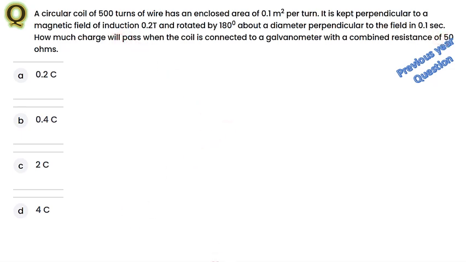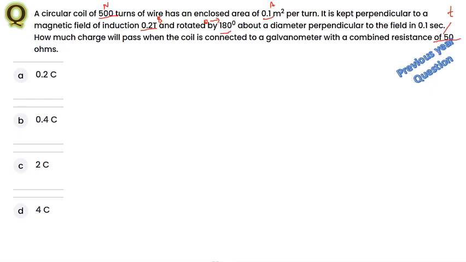This is similar to the problem we have seen previously. See here, the number of turns they have already given, so I just mention here the N value is 500 turns, and the area they have given is 0.1 meter square, and it is kept in a magnetic field. They have given the B value and the angle. First it is rotated from 0 degree to 180 degree here. Similar to the previous problem, we use the same concept with the help of time. They have given time here as 0.1 second, and the combined resistance value is also given, that is 50 ohm.